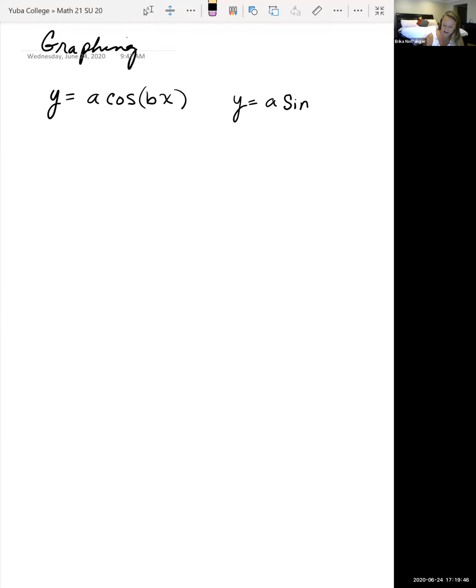Okay, so we just started looking at graphing sine and cosine functions. And so let's continue to work with that. We were looking at the form y equals, or f of x equals, a times cosine of bx, and y equals a sine of bx.